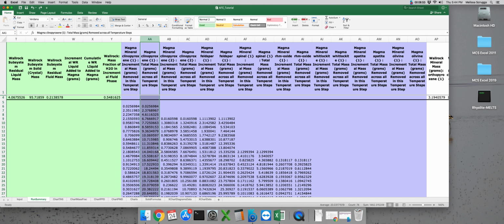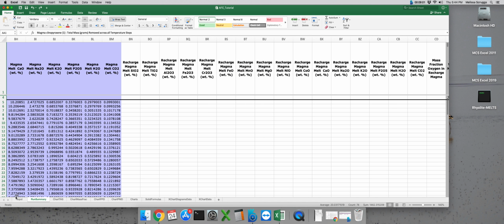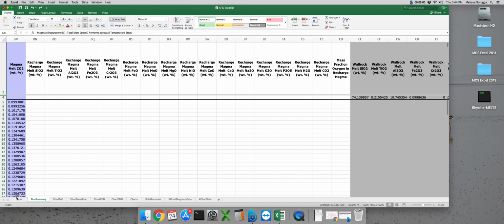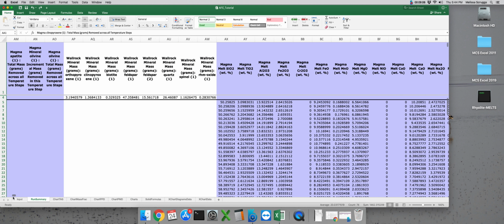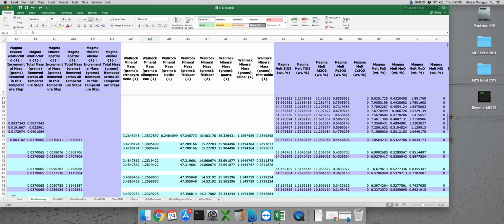The next group of columns is in white and records the mineralogy and masses of each phase present in the wall rock subsystem at each temperature step. Even though we're doing an AFC run, unless the MCS is actually doing a calculation involving the wall rock subsystem at that temperature step, this will be blank. And you can see that there are some values down here below in blue. These are for the AFC calculations, and we're going to come around to the AFC calculations later on in this tutorial.